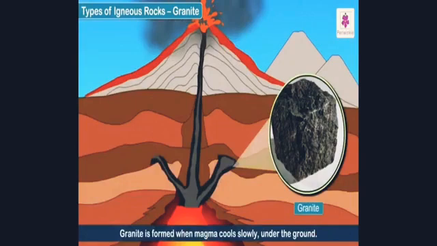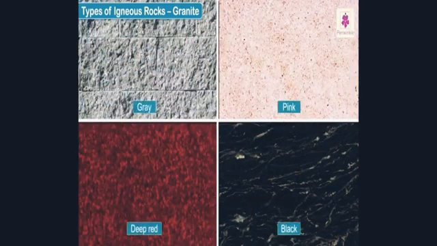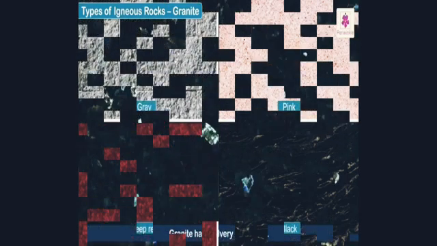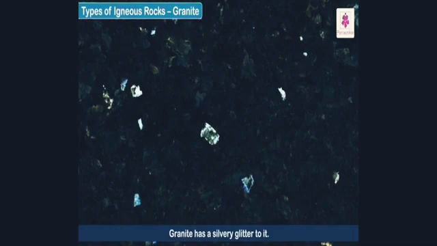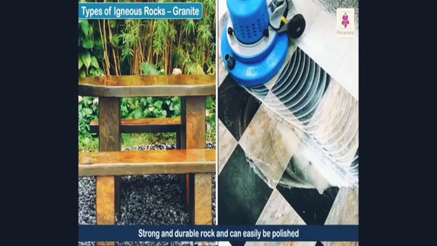Granite. It is the most common igneous rock and is formed when magma cools down slowly under the ground. Granite is found in four colors: grey, pink, deep red, and black. It even has a silvery glitter to it. It is a strong and durable rock and can easily be polished.